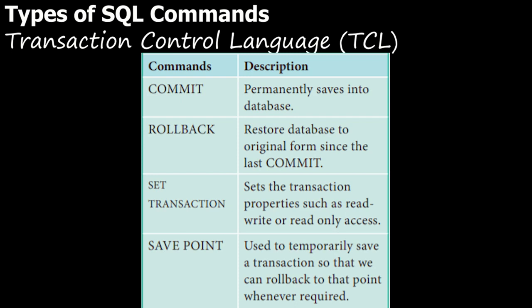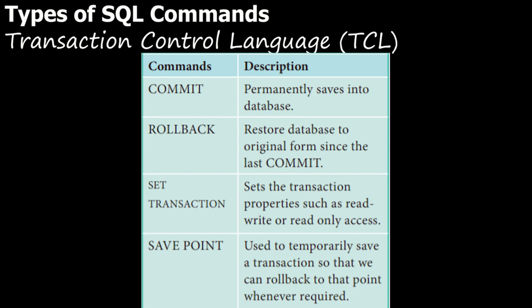Okay, and the next one is save point. Save point means this is used to save a transaction temporarily, so that you can roll back to that point whenever required. It is not a permanent save, it is a temporary save. That is save point. So commit, rollback, set transaction, save point will come under transaction control language.